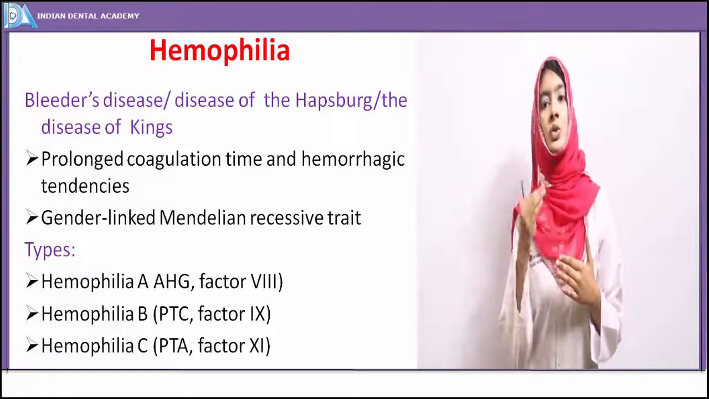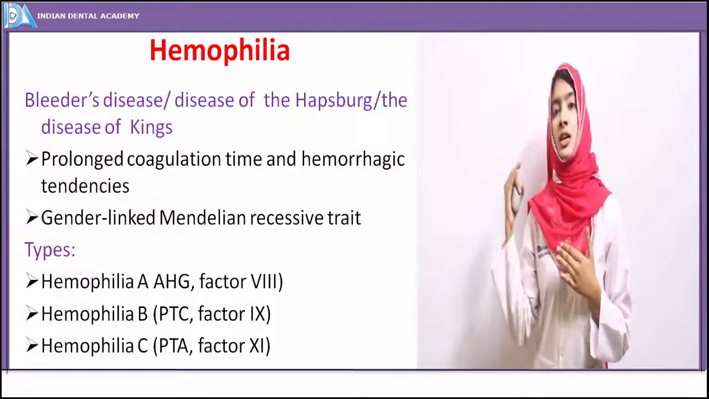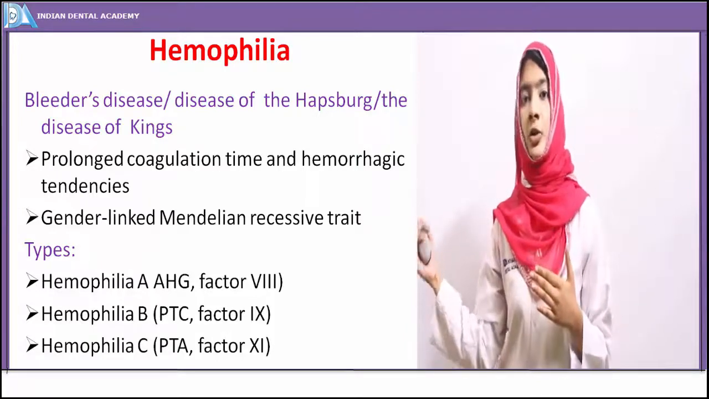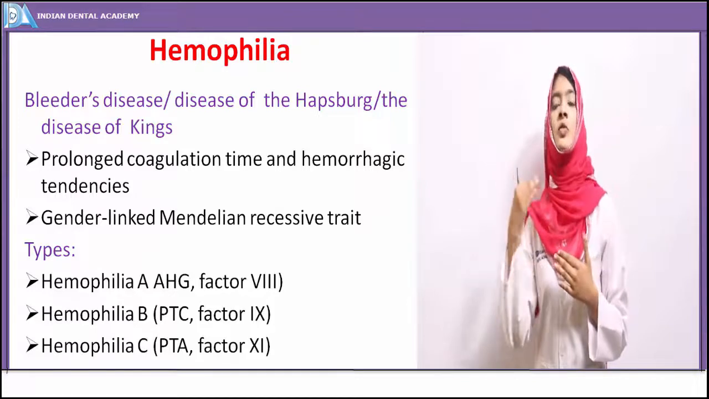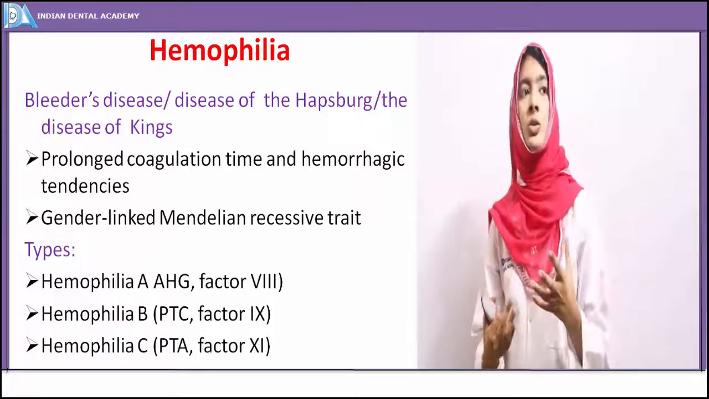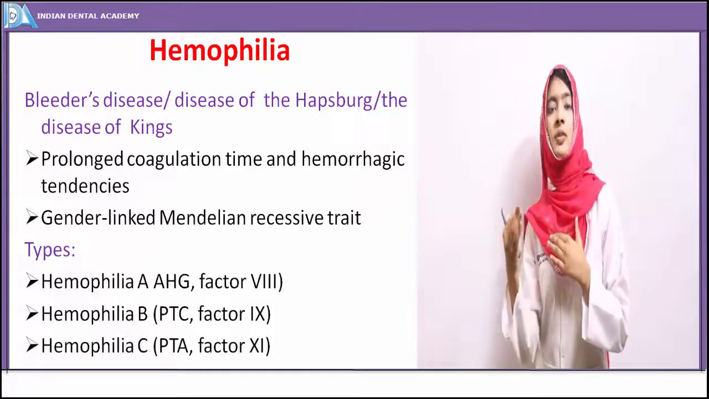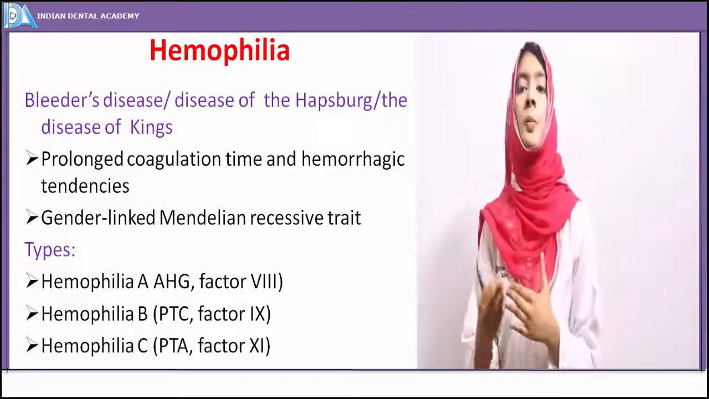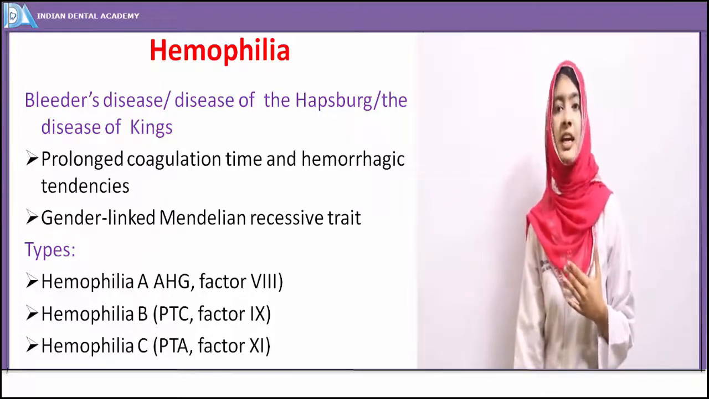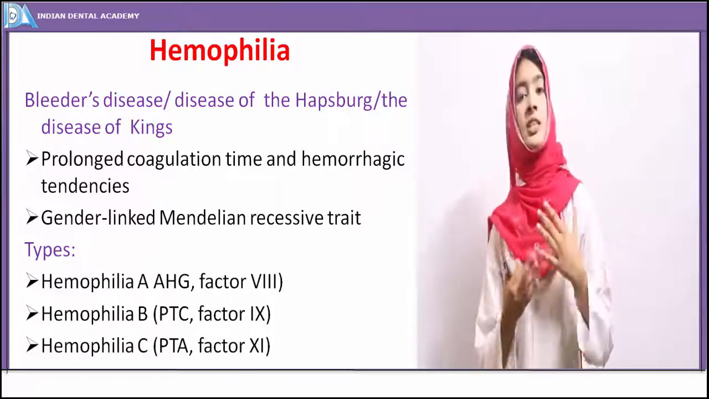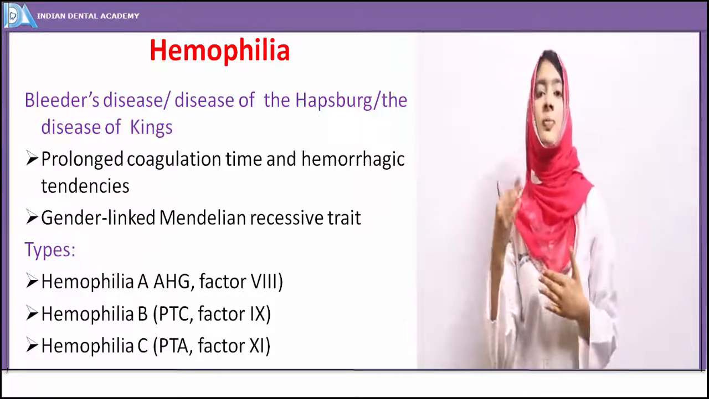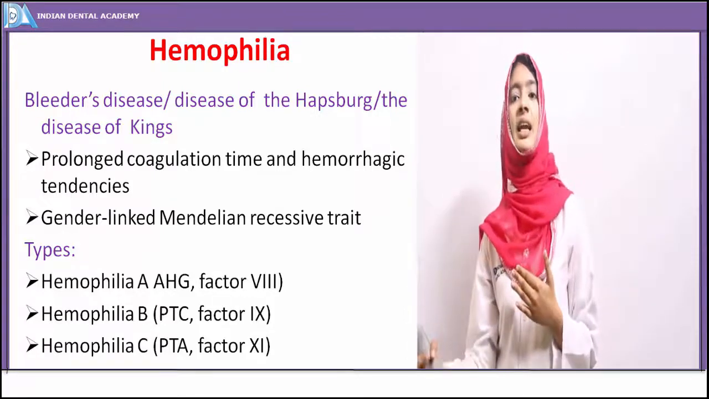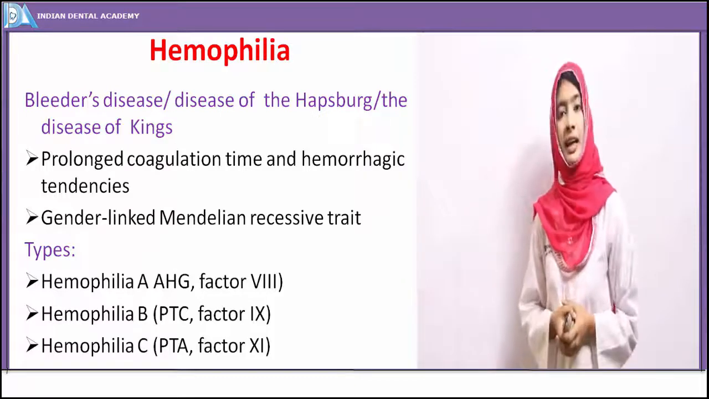Hemophilia A is due to deficiency of anti-hemophilic globulin, or the factor VIII. Hemophilia B is also known as the plasma thromboplastin component deficiency, that is nothing but the factor IX deficiency. And hemophilia C is due to the deficiency of the plasma thromboplastin antecedent, that is nothing but the factor XI.